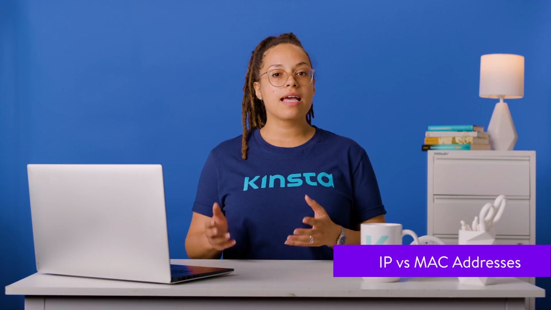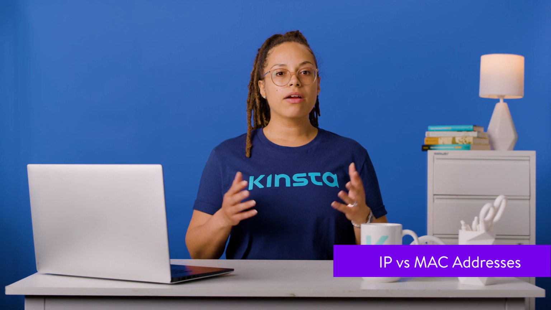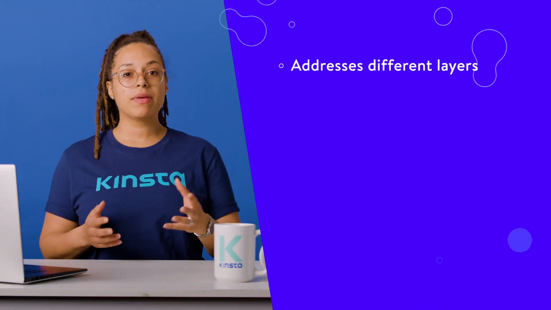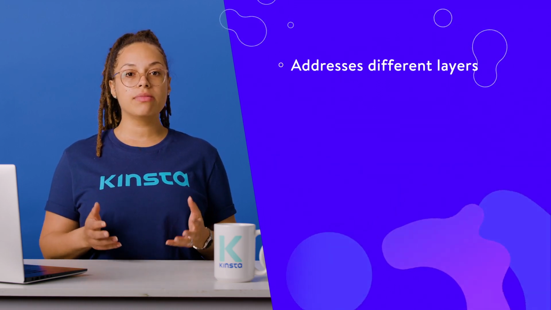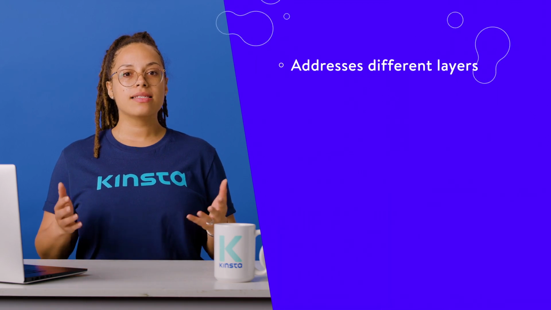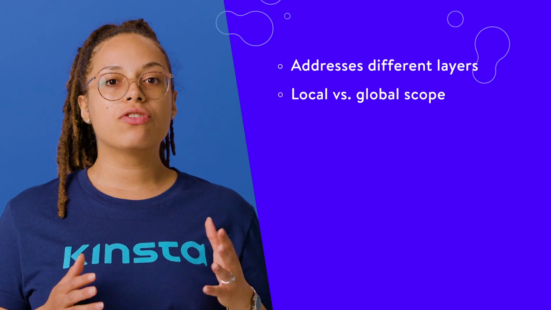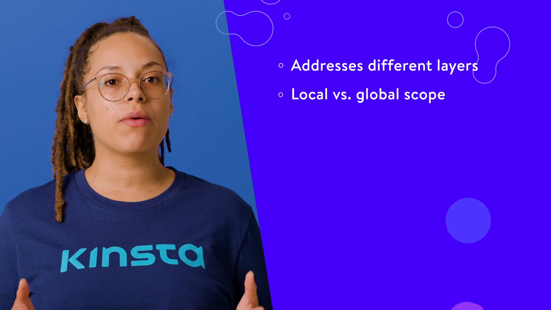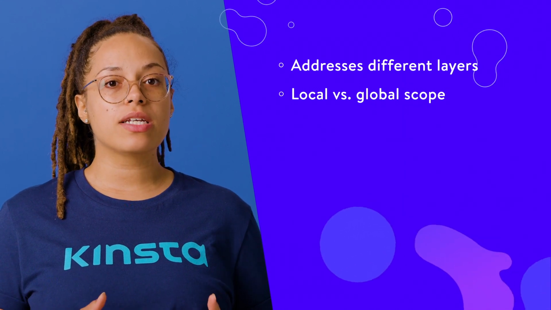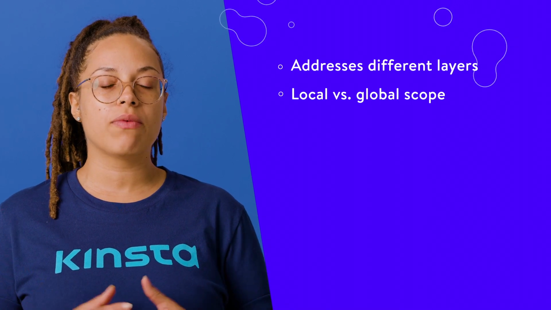MAC addresses and IP addresses identify devices on a network in different ways. Here are some of the main differences between the two. Addresses different layers. MAC and IP addresses work at different layers of the OSI model, which describes the various stages data goes through as it's sent between computers. Local versus global scope. MAC addresses are used for identifying different devices on a local scale, such as different computers sharing a network in an office building. IP addresses work more globally, controlling how devices across the internet locate and communicate with each other.